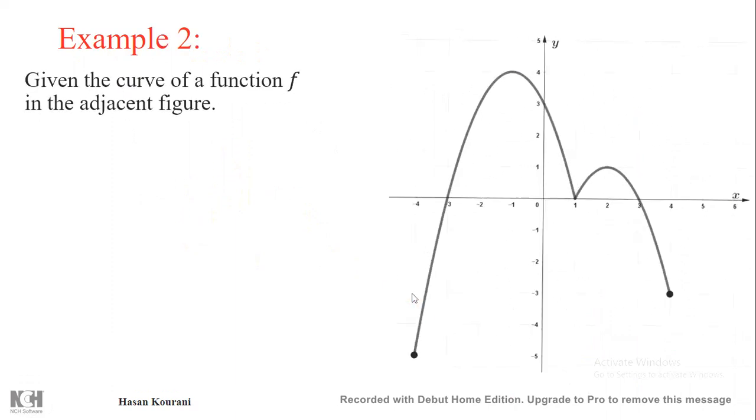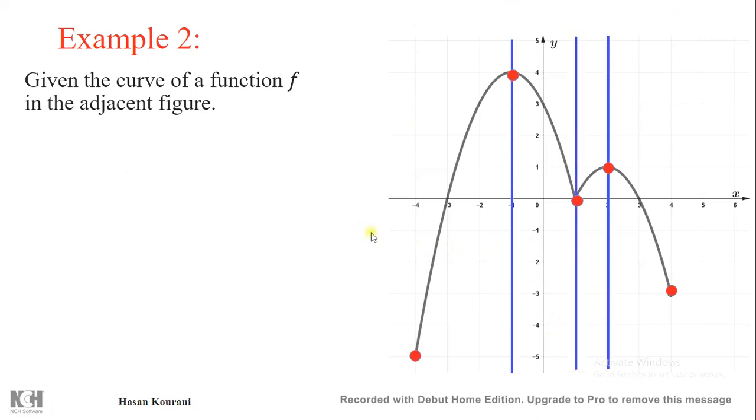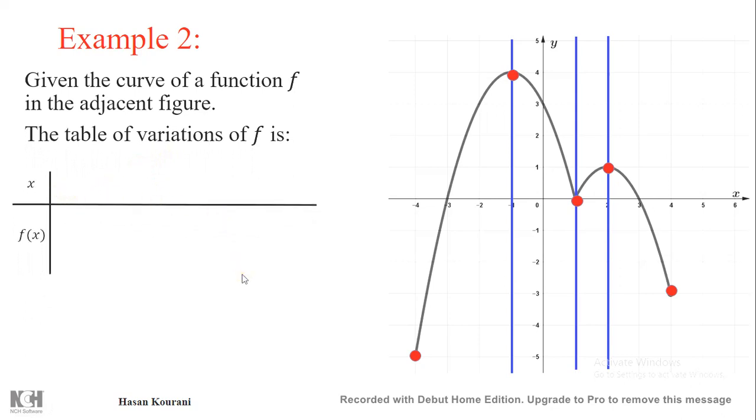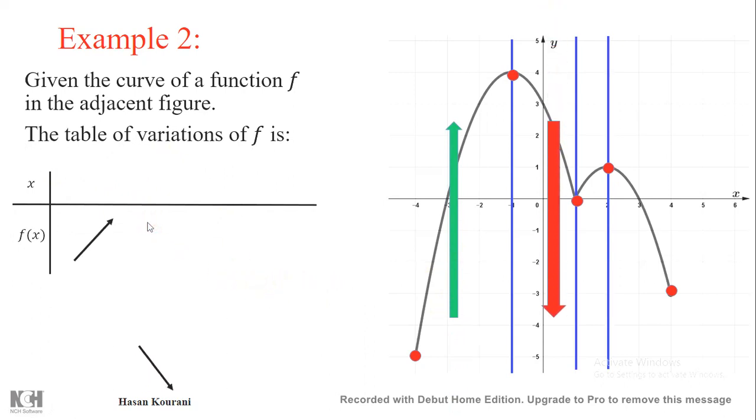Given the curve of a function f in the adjacent figure, as you see, we have a somewhat complicated curve. It shows increasing, decreasing, increasing again, then decreasing again. We usually place these critical points. This helps to construct correctly the table of variations of this function, with these vertical lines separating the stages. In the table, the first stage is increasing, so we place an increasing arrow, then a decreasing arrow for decreasing.